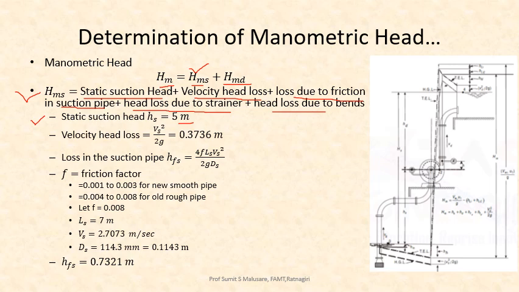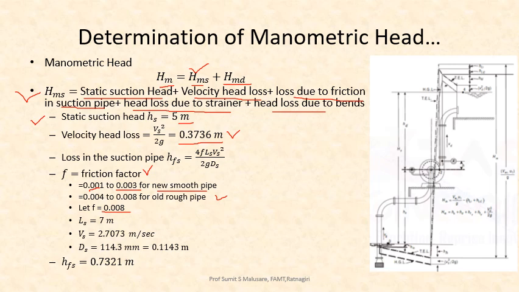Static suction head we are considering as 5 m, which we have already assumed. Velocity head loss Vs squared upon 2g comes out to be 0.3736 meters. Vs we already calculated on the previous page. Loss in the suction pipe HFS is equal to 4FLV squared upon 2G. This is the standard formula. Here F is the friction factor, equal to 0.001 to 0.003 for a new smooth pipe and 0.004 to 0.008 for an old rough pipe. But for the safer side, we are assuming a friction factor of 0.008.